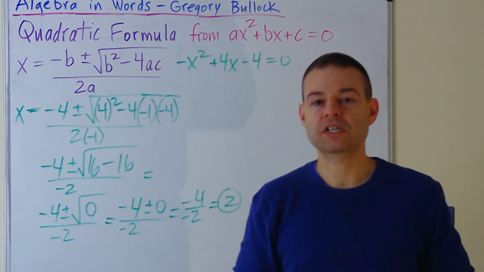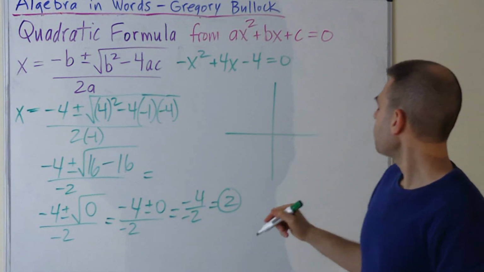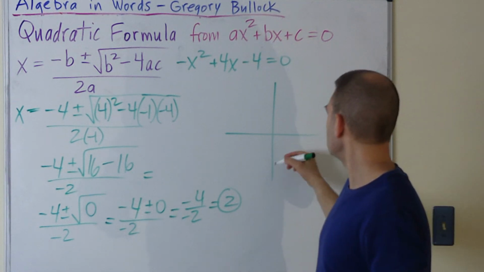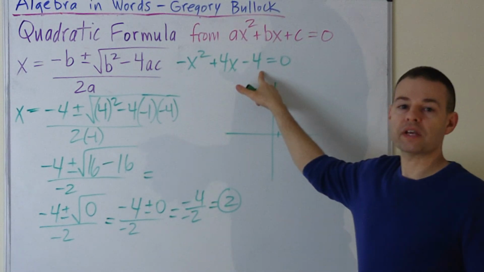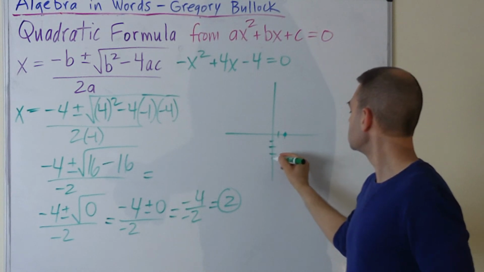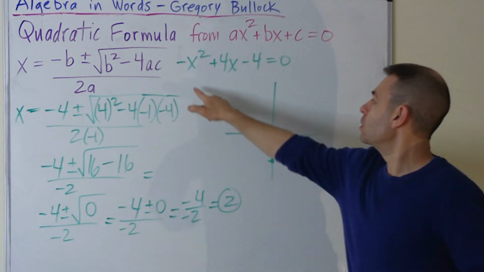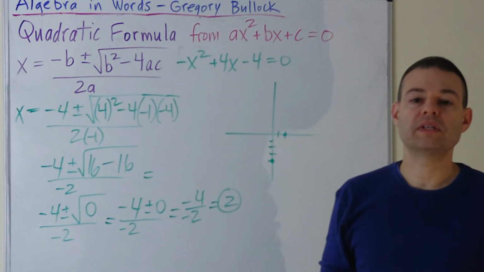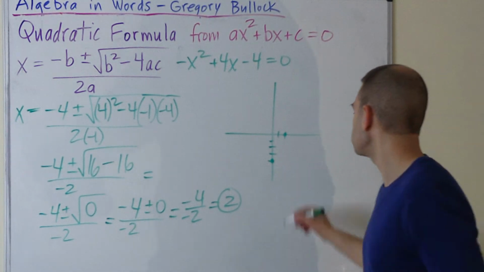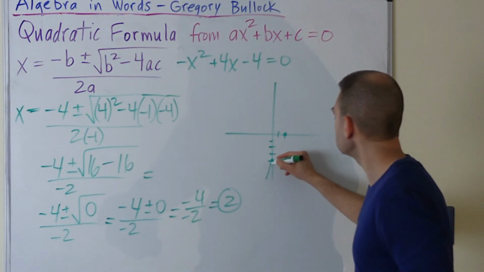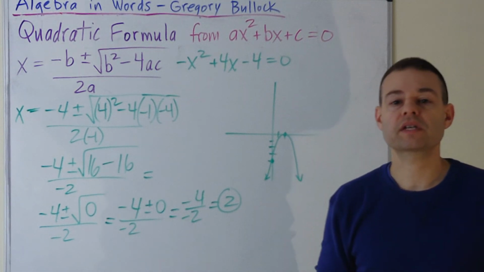If we did a basic sketch of this quadratic, okay, our x-intercept is 2, so we could plot that here. Our y-intercept is negative 4. Plot that here. And look at a to tell whether it opens upward or downward. And it's negative a, so we know it opens downward, which makes sense because now it'll go through like this. And that's a basic sketch.